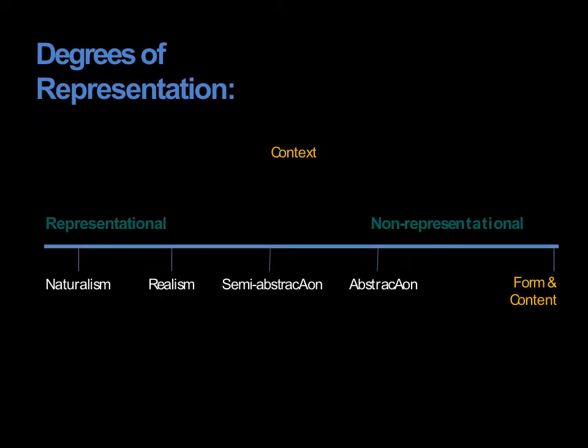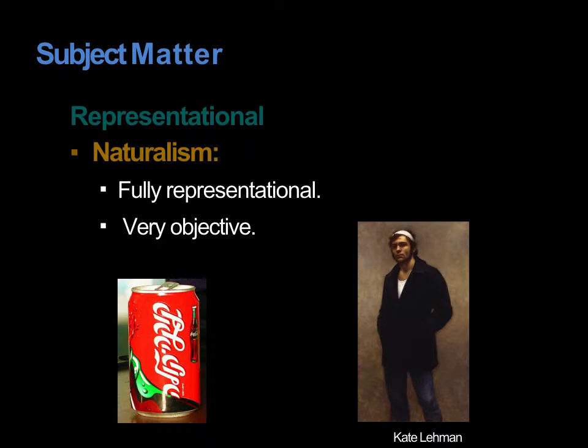So we think about degrees of representation. We're thinking about that representational part of art. On the one side, we have representational art, which could go anywhere from naturalism to realism, semi-abstraction, abstraction, to non-representational art, which is just form and content. So within representational art, we have naturalism, which is fully representational. It's very objective. You're trying to make that person or thing look exactly like that person or thing looks in the real world.